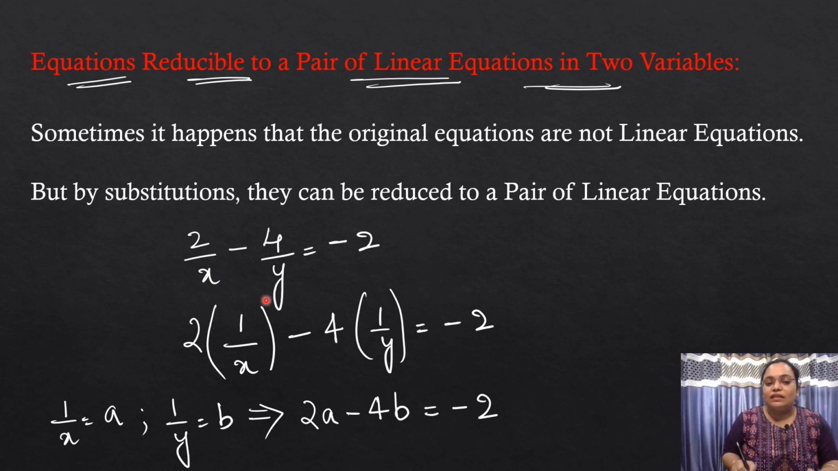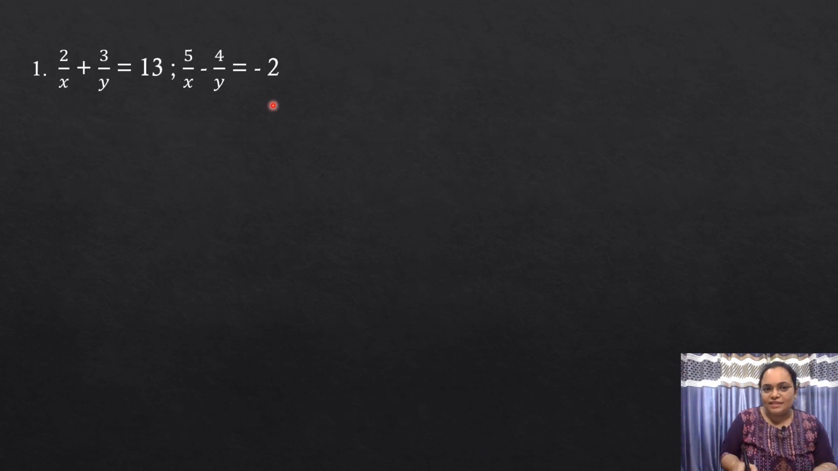Whenever they give such type of equations, you need to see what are the ways by which you can substitute variables and form a linear equation. Now, let us do a few examples for the equations reducible to a pair of linear equations in two variables. Let us see this example.